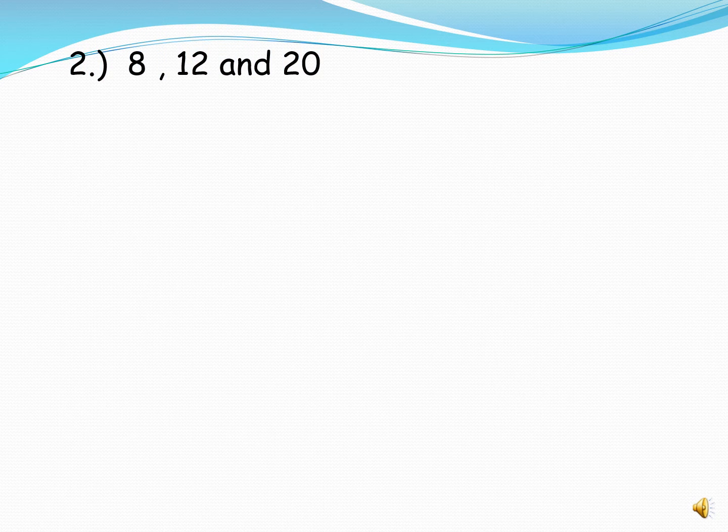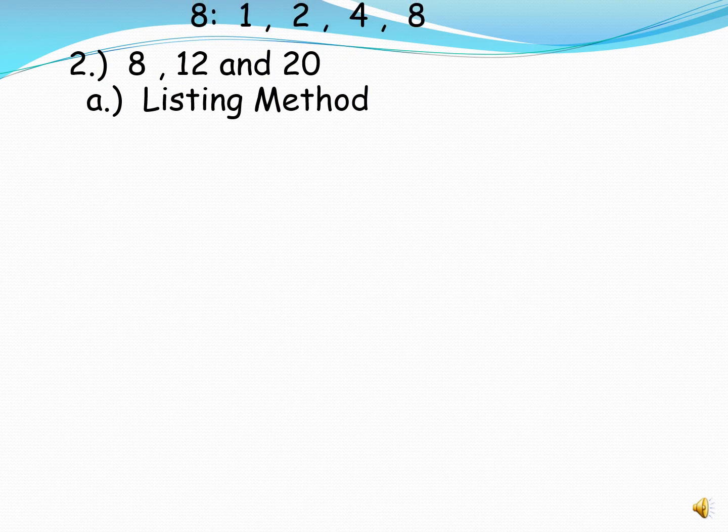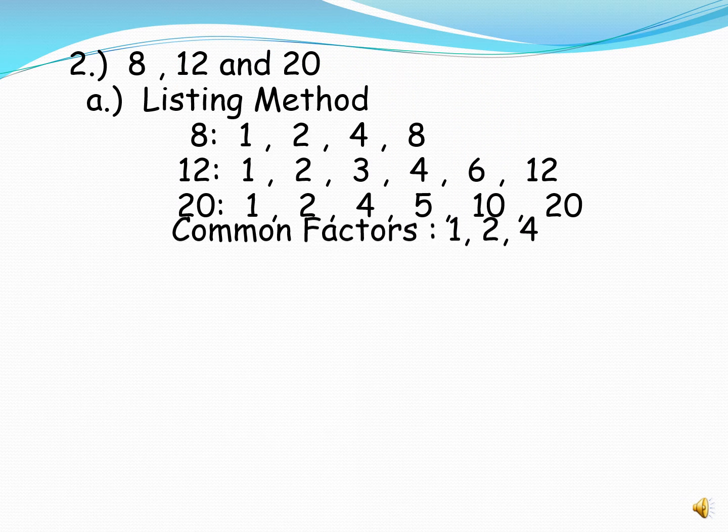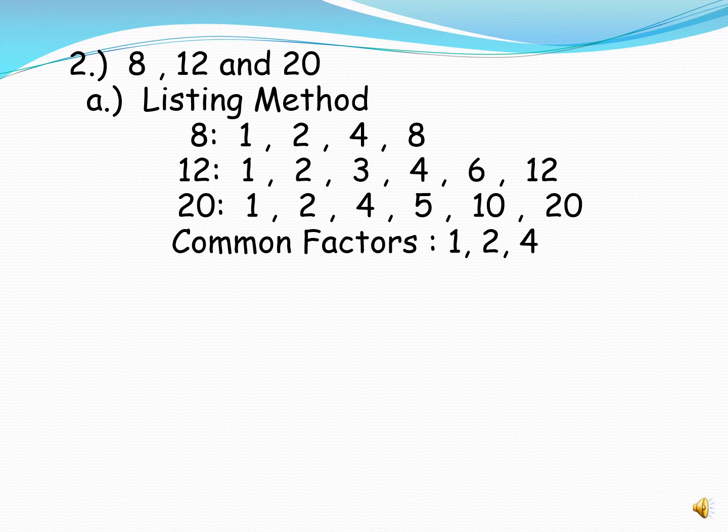Number 2, we have 8, 12, and 20. Using the listing method, the factors of 8 are 1, 2, 4, and 8. Factors of 12 are 1, 2, 3, 4, 6, and 12. Factors of 20 are 1, 2, 4, 5, 10, and 20. The common factors are 1, 2, and 4. So the greatest common factor is equal to 4.